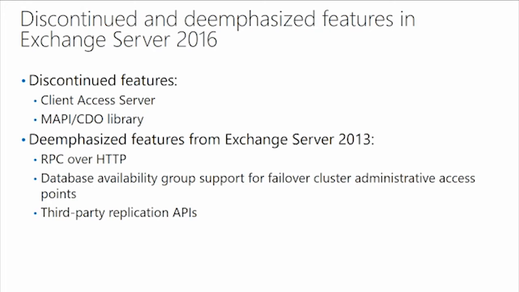Then another feature that we de-emphasized was database availability groups, or DAGs, support for failover clusters with administrative access points. So this is where your DAG name becomes like a server that you can connect to for administrative access. You can now have an IP-less DAG, and it doesn't need all of that extra overhead to manage that Exchange server, and that reduces complexity. And we all know that complexity actually causes support issues. So whenever you can remove complexity in your environment, you really make your Exchange server much more available.